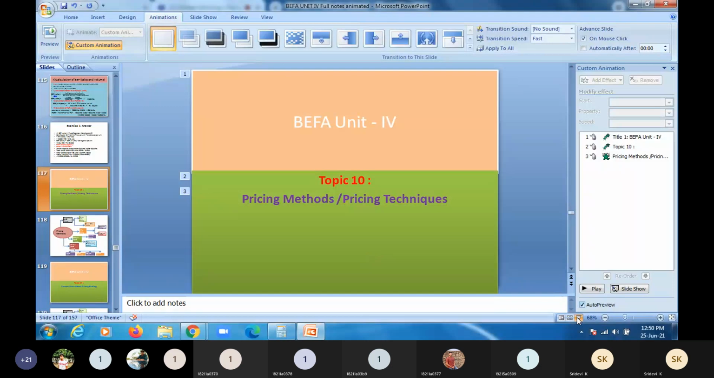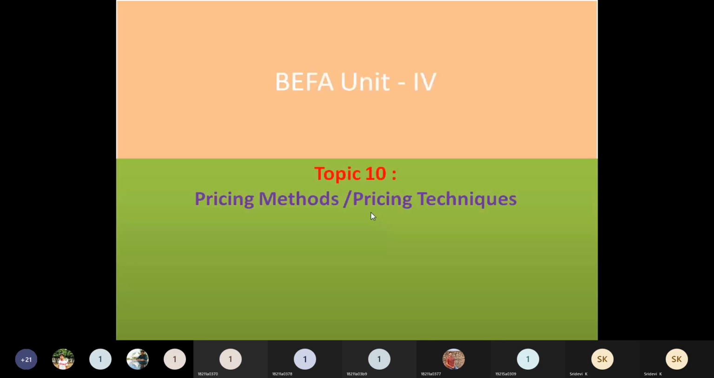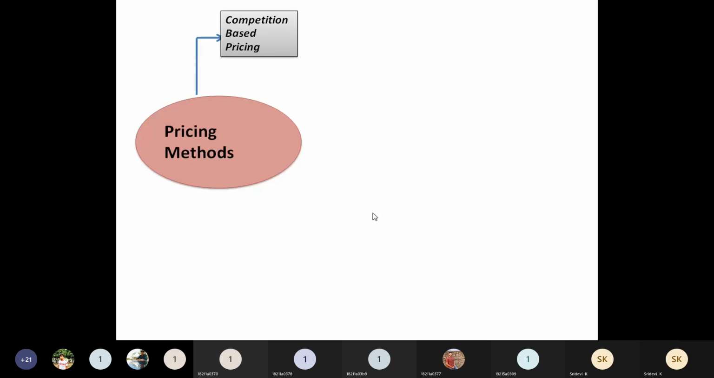Later I will discuss each and every one in detail in the coming classes. Within one or two classes we can complete that. So before that I will give you the list of these methods of pricing. Methods of pricing can be divided into different types. One is based on competition, how to fix the price of the product. What are the techniques we have? This is one method, the main method.